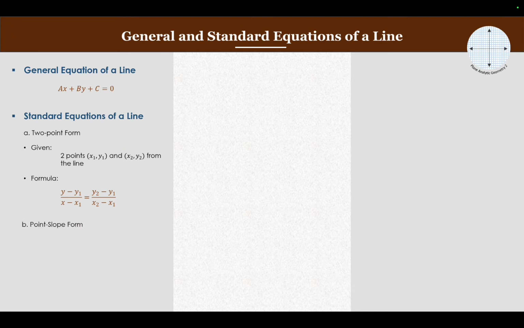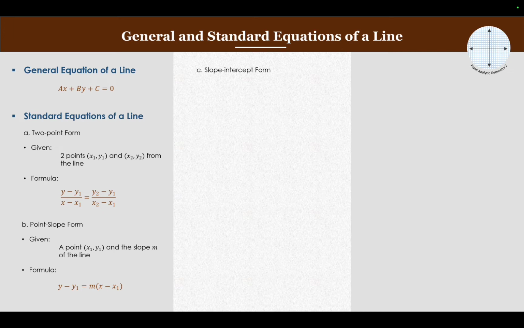The next form is the point-slope form, in which the given are a point x sub 1, y sub 1, and the slope m of the line. So the formula for this form to get the standard equation of a line is y minus y sub 1 equal to m times x minus x sub 1. You can get the values of y sub 1, m, and x sub 1 from the given.